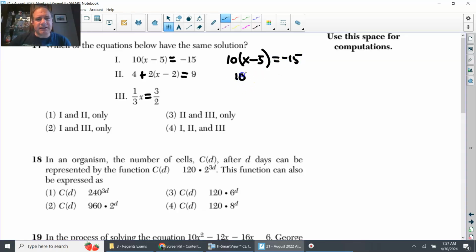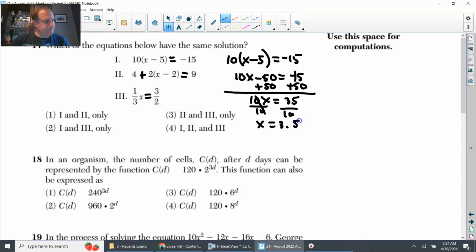So this is 10x minus 50 equals negative 15. You add 50 on both sides, and then 10x equals 35. You divide by 10, divide by 10. X equals 3.5. So this will equal x equals 3.5.